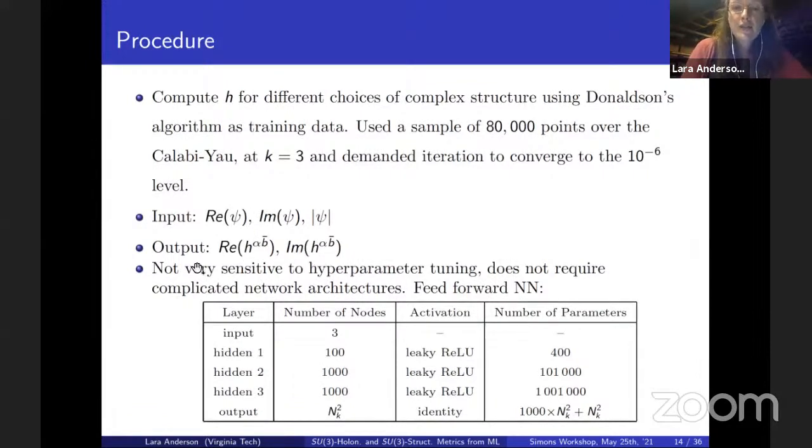This is, as it turns out, not very sensitive to the hyperparameter tuning of the network and did not require complicated network architecture. I won't go into the details of that architecture, but Mike outlined the basic structure of a layered feed-forward network very nicely in his talk yesterday. A few details about this, about 3 hidden layers, the number of nodes, and the type of activation function that were used are provided here.